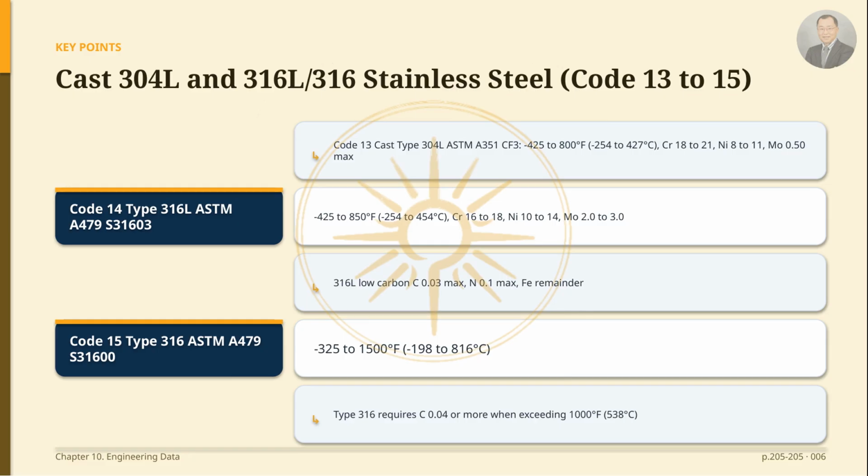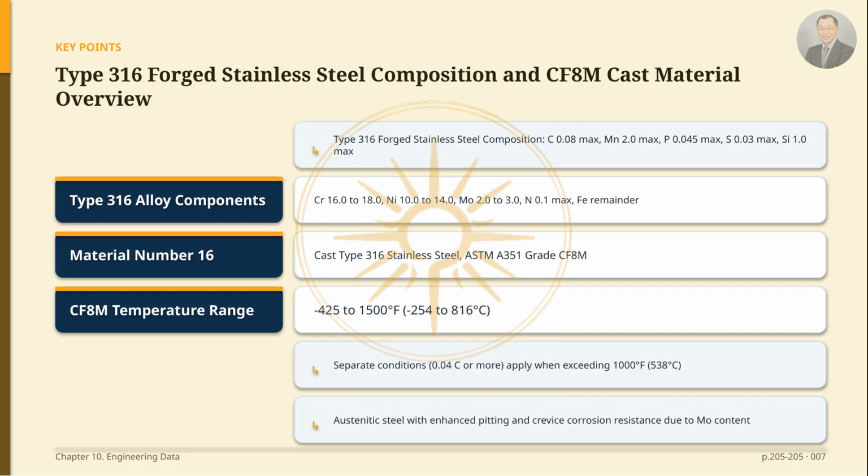or higher. Now, I would like to introduce the composition of Type 316 forged stainless steel, followed by the cast Type 316, also known as CF8M. The composition of forged Type 316 is 0.08% carbon max, 2% manganese max, 0.045% phosphorus max, 0.03% sulfur max, and 1% silicon max.